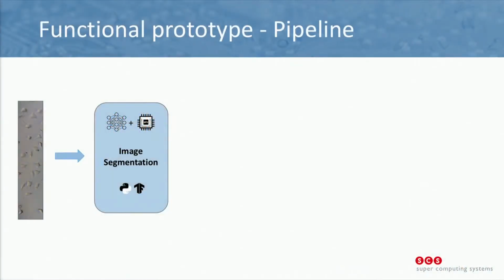Let me show you the functional prototype, our pipeline for that. You have the input image on the left. Then we have the instance segmentation done by a UNet architecture. We implemented that in Python and TensorFlow. We had a modified UNet algorithm already around, which is why we chose that.